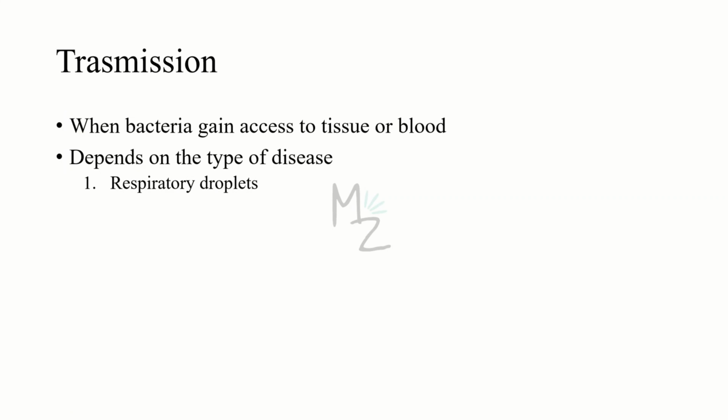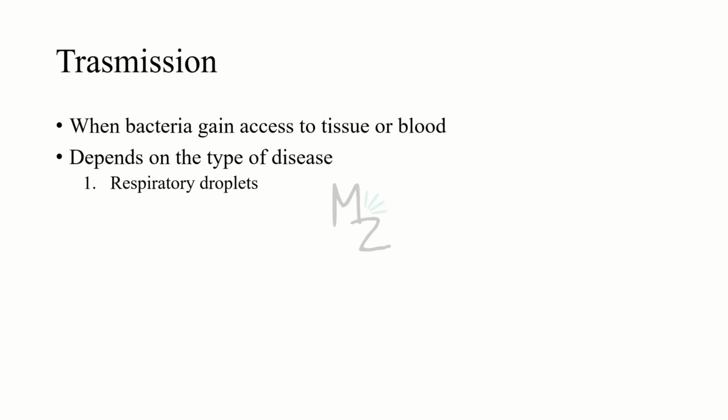Transmission. Transmission of Streptococcus occurs when bacteria gain access to tissue or blood by any means, like by surgery or any kind of cut on skin. And it also depends on the type of disease. For example, if it is causing pharyngitis, it can spread to other people via respiratory droplets when a person is coughing or sneezing.